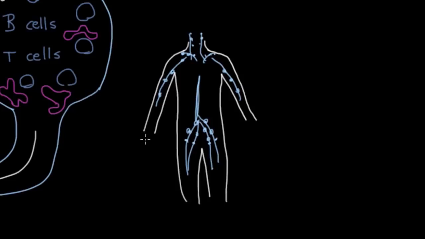So even if it's out in your little pinky finger or something, the lymph vessels that carry that back will come and join a larger lymph vessel which will pass through a lymph node. Or even if it's here in your stomach, it'll come and join a larger one with a lymph node. So really all the lymph that goes back into your blood is filtered.